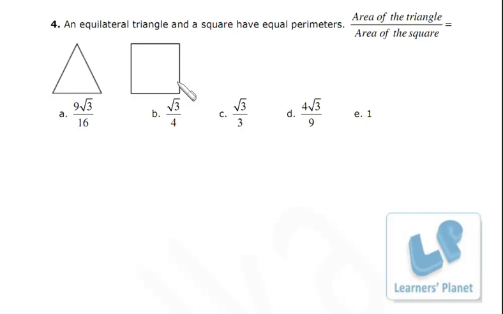So the simple number that comes to my mind is 12, right? So perimeter of both the figures is 12. So side of equilateral triangle is 4 and side of square is 3, right? Now area of equilateral triangle is what? Root 3 by 4 side square. So side is 12 divided by 3, it's 4. So root 3 by 4 side square divided by area of square. The perimeter is 12, so side will be 3, so area will be 9. So it is 4 root 3 by 9.